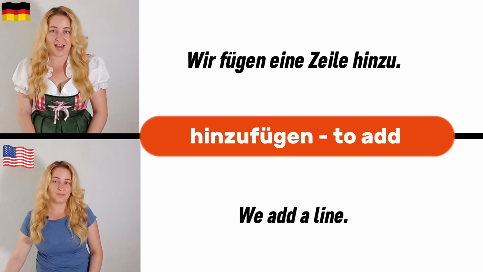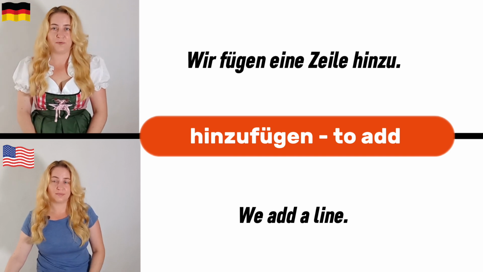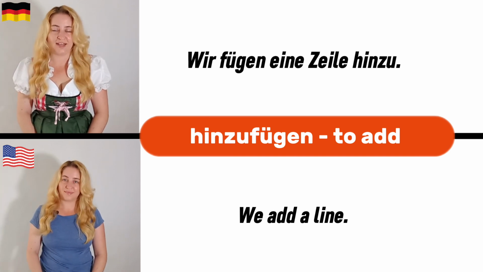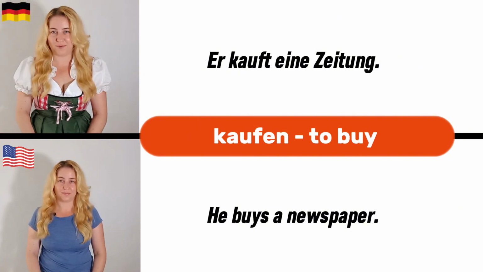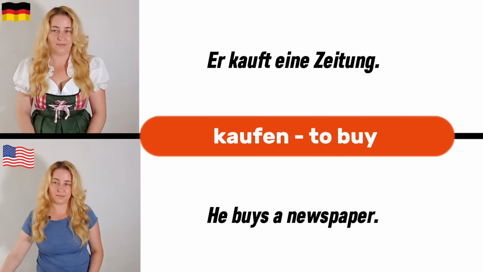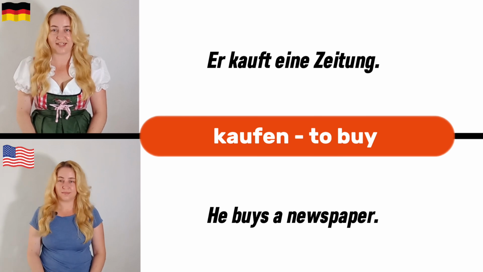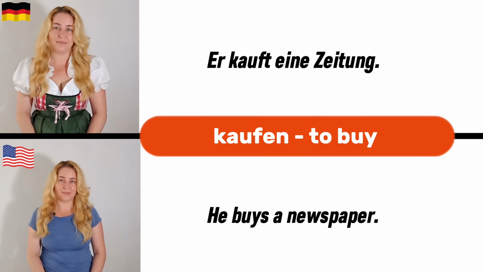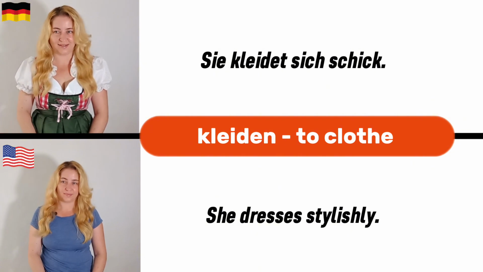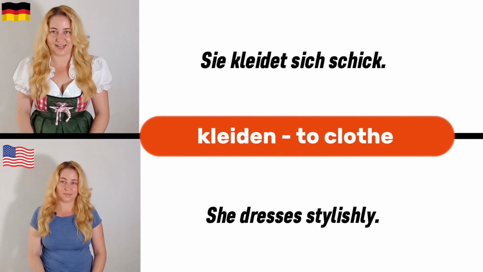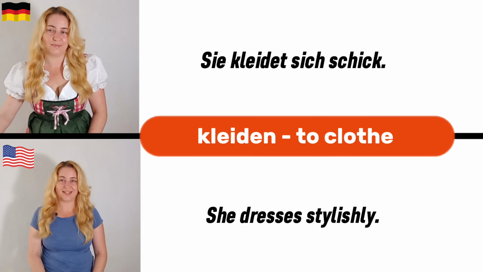Hinzufügen, to add, to paste. Wir fügen eine Zeile hinzu. We add a line. Kaufen, to buy. Er kauft eine Zeitung. He buys a newspaper. Kleiden, to clothe. Sie kleidet sich schick. She dresses stylishly.